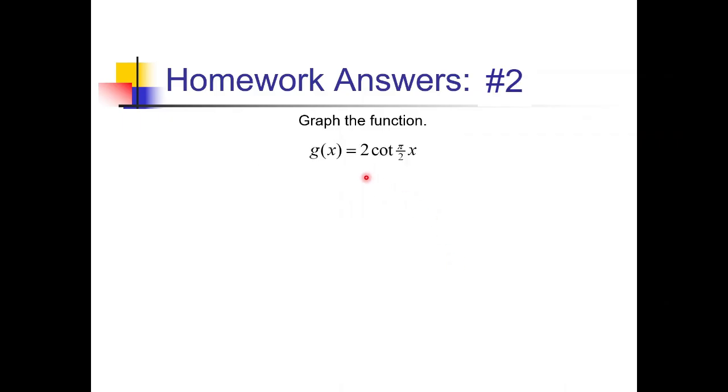To graph this function, 2 cotan of pi over 2x, let's look at the transformations first. So we've got the 2 out here giving us a vertical stretch. The pi over 2 in here, well, let me think here. Pi over 2, that's like 1.7 or something. That's bigger than 1. So that's going to be a horizontal shrink. All right, so vertical stretch, horizontal shrink. Let's write our parent table for cotan.